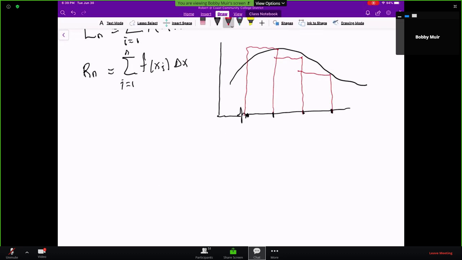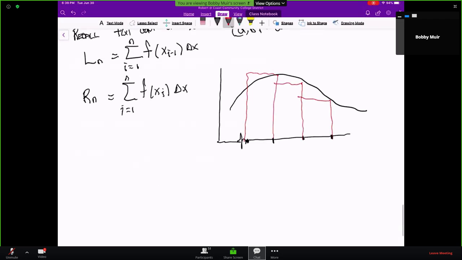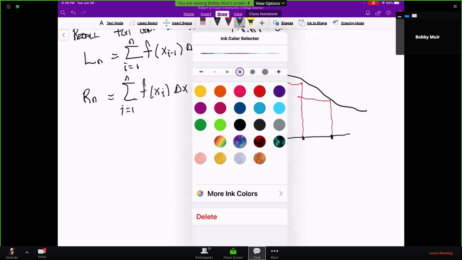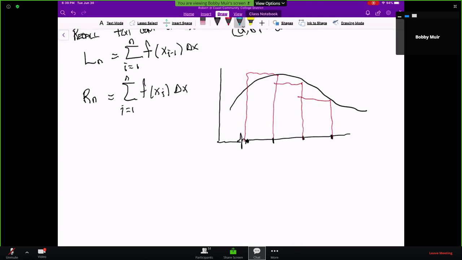You guys still with me? Yes. Okay. Now, what if I was going to use the right-hand endpoint? Well, what do you say we do that in blue? Like there. And the left-hand endpoint, we would come up. Oh, shoot.